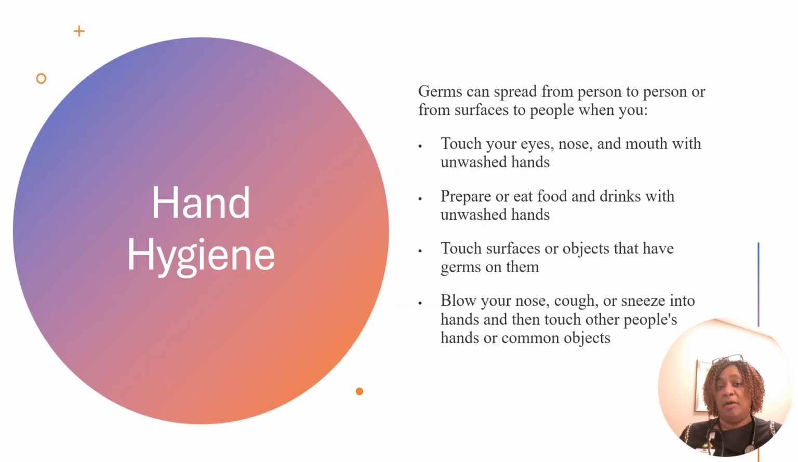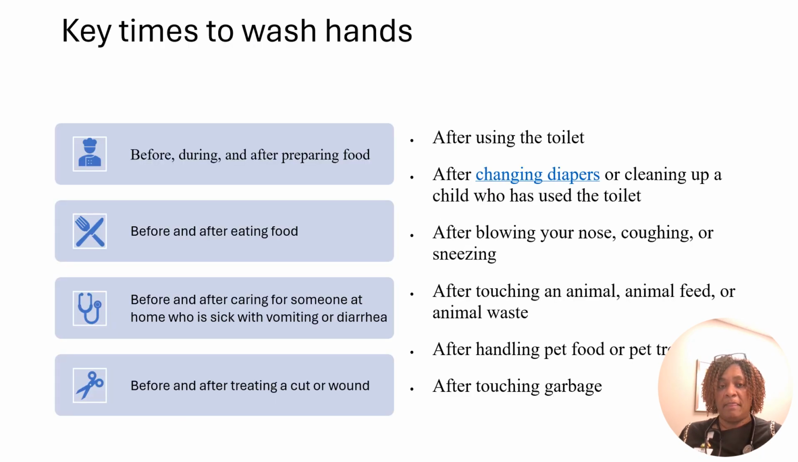Washing hands can help keep you healthy and prevent the spread of respiratory and diarrheal infections. Germs can spread from person to person, from surfaces, or when people are touching, kissing, hugging, or handling objects, and things like blowing your nose. All of those are ways to spread infection.